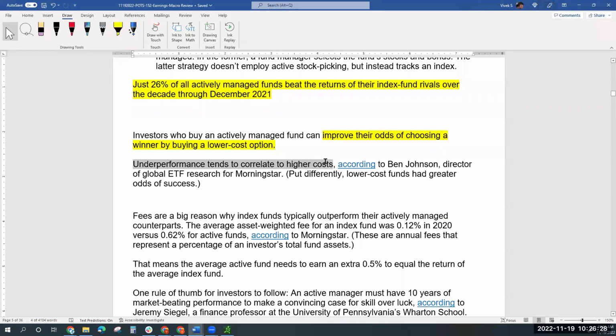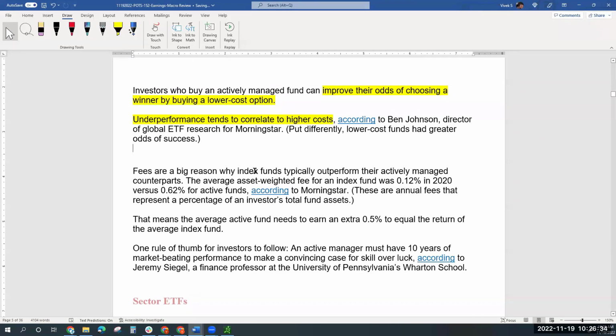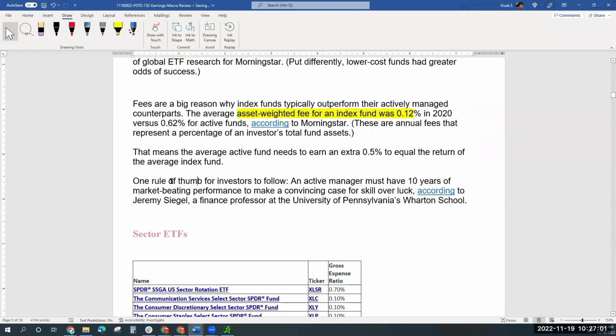Yeah, underperformance tends to correlate to the higher cost. We talked about that earlier. Fees are a big reason why index funds typically outperform, because there is no one to manage those. Those are passively managed index-based funds, and that's where they tend to beat their active brothers and sisters. The average asset weighted fee for an index fund is 0.12%, whereas for active funds it is 0.62%. One thumb rule for investors to follow: an active manager must have 10 years of market beating performance to make a convincing case for skill over luck.